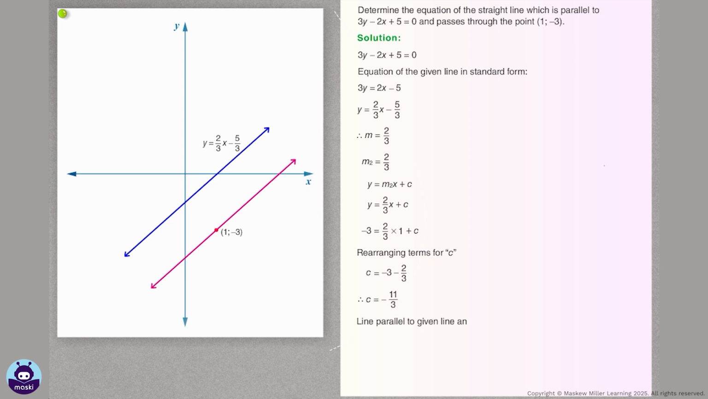Thus, the equation of the line parallel to the given line and passing through (1, -3) is y equals 2 over 3 x minus 11 over 3. Multiplying both sides by 3 and rearranging the terms, we get 3y minus 2x plus 11 equals 0.